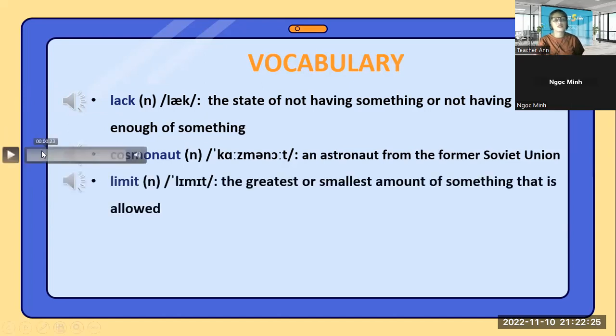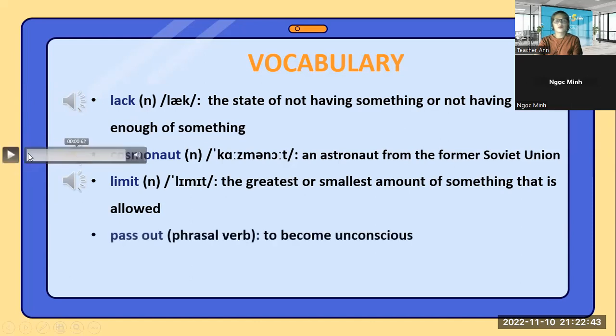Another word: cosmonaut. A cosmonaut is an astronaut from the former Soviet Union. If you are from the Soviet Union, you are a cosmonaut. Next is limit: the greatest or smallest amount of something that is allowed.